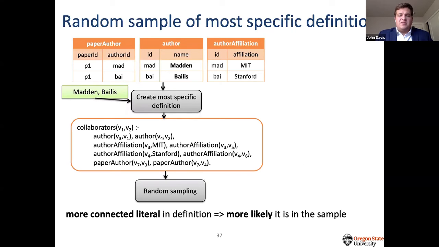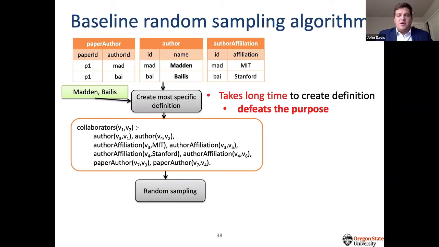Our first approach is to use a random sample of the most specific definition. However, in order to first generate a random sample, you would have to sample from the most specific definition itself. We want to consider the relatedness of the literals from the definition in our sample. But this way of computing a random sample is inefficient because it first creates the definition. We want to find a way to achieve the same goal without having to use the computation to build out the full most specific definition.